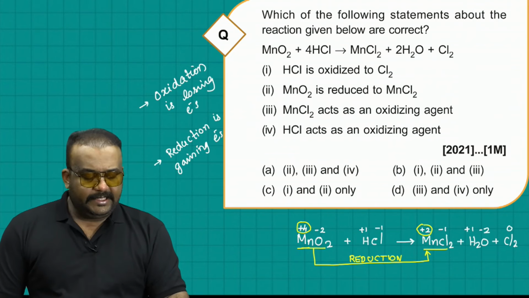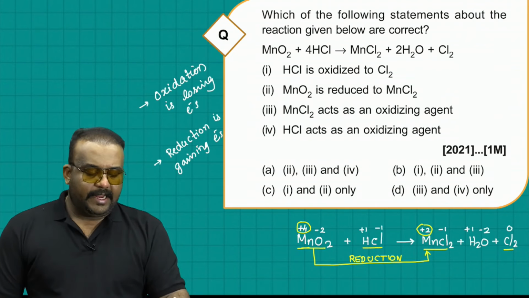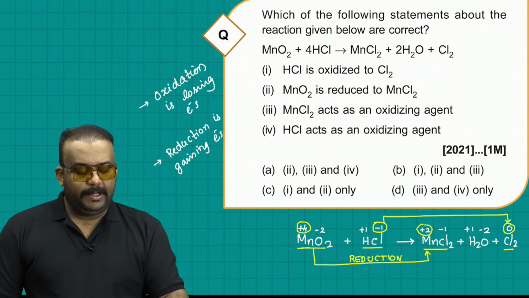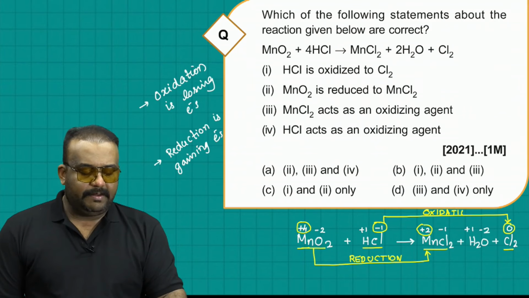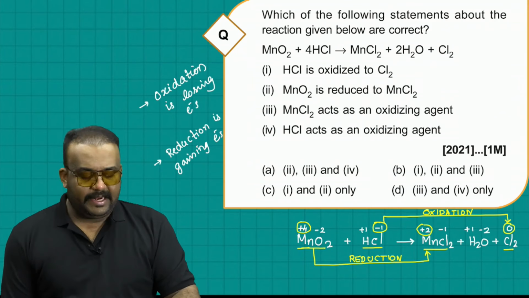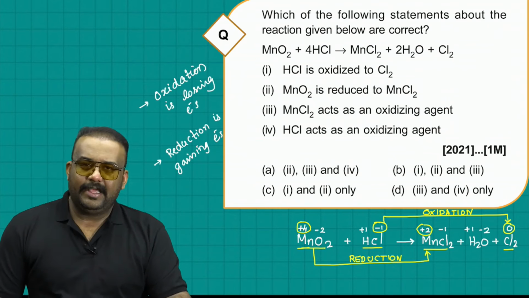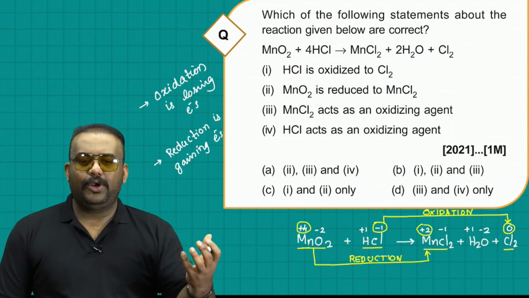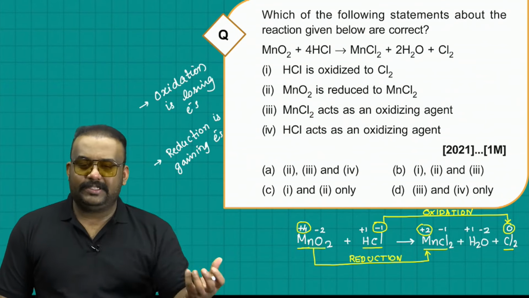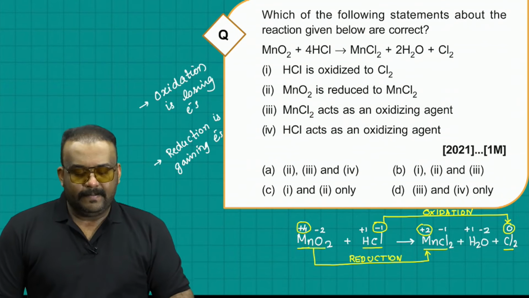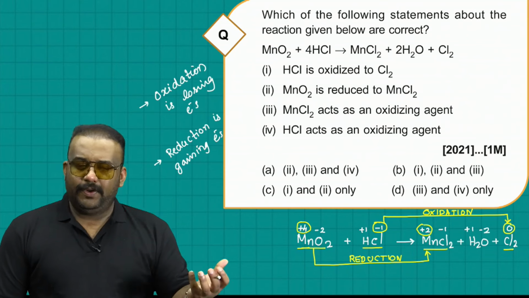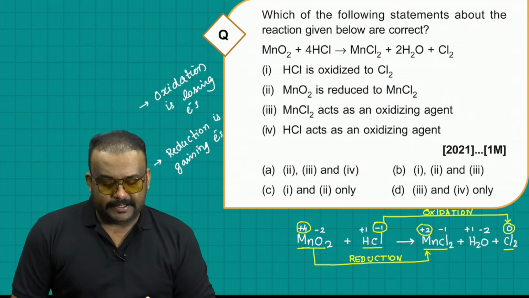Now, if you look into the next species, HCl and the corresponding chlorine, you can see that chloride is minus 1 and chlorine is 0. So in this process, minus 1 is becoming 0. This is possible only when losing of electrons takes place. And hence, we can say that HCl is getting oxidized into chlorine because it has lost electrons in the course. So that is another way to look at it and answer the question.